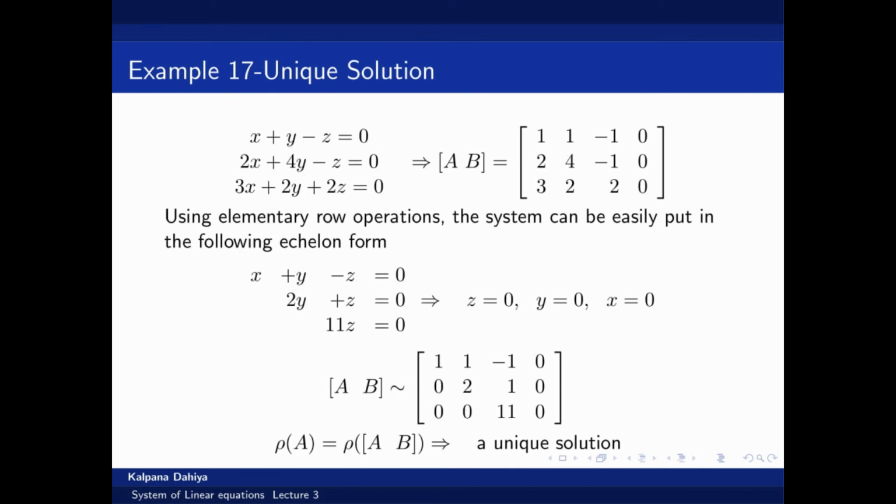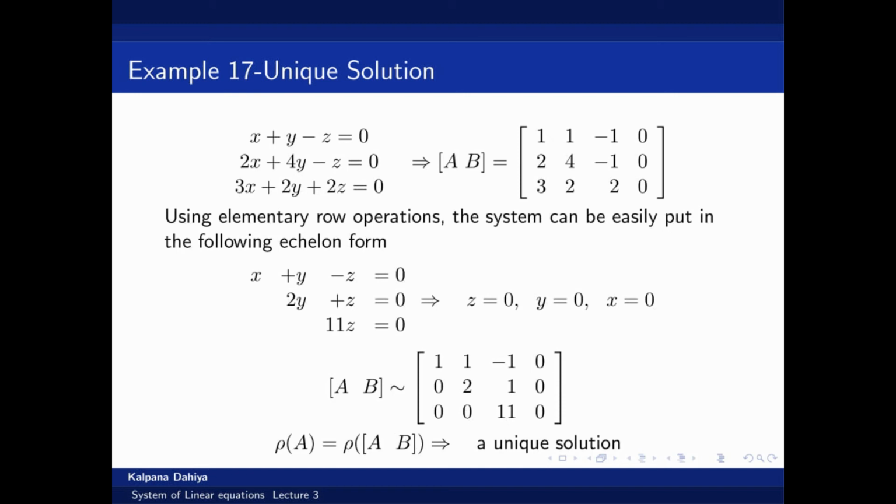Consider the following example: homogeneous system, 3 equations in 3 variables. We can write down the augmented form [A|B] as: first row is 1 1 minus 1 0, second row is 2 4 minus 1 0, and third row is 3 2 2 0. Now we apply elementary row operations and we reduce the system to the echelon form. Here I am not discussing the details of the calculations.